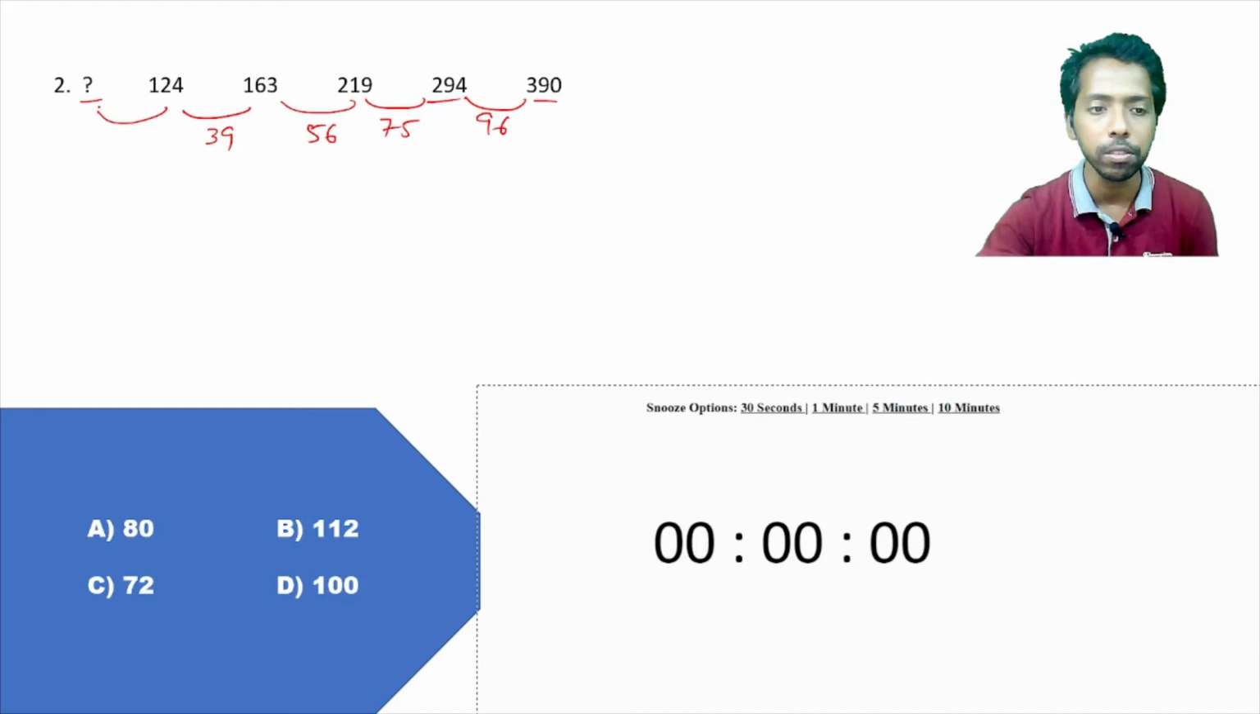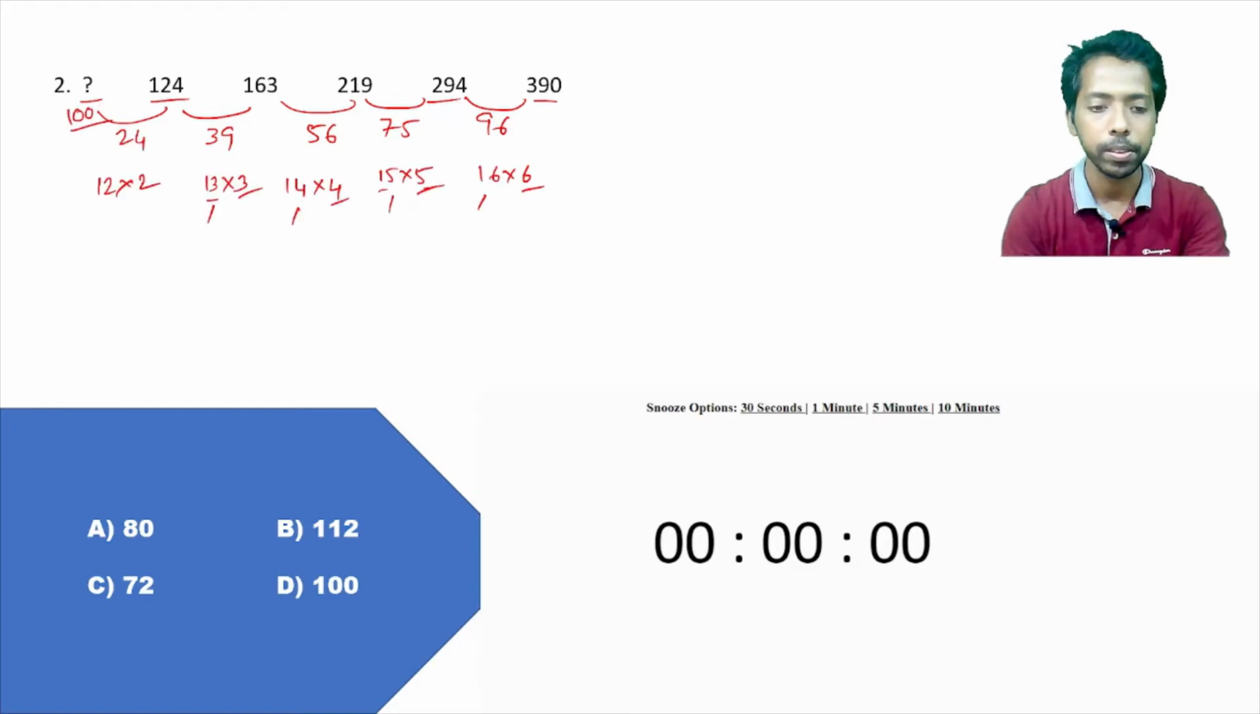So this should be 12, and the multiplier should be 3, 4, 5, 6. So this should obviously be 2. So this difference is 24, right? So 24 added to this question mark value gives 124. So this is 100 here, right? Okay. Now moving to the next one here. So the answer is option D. Right. Here's the next one, and here's the timer.